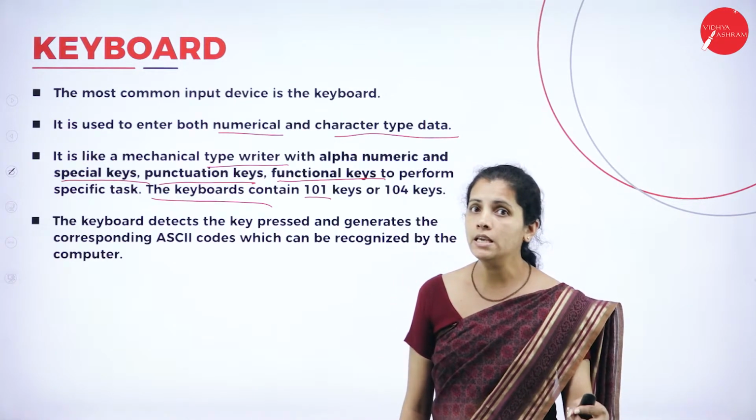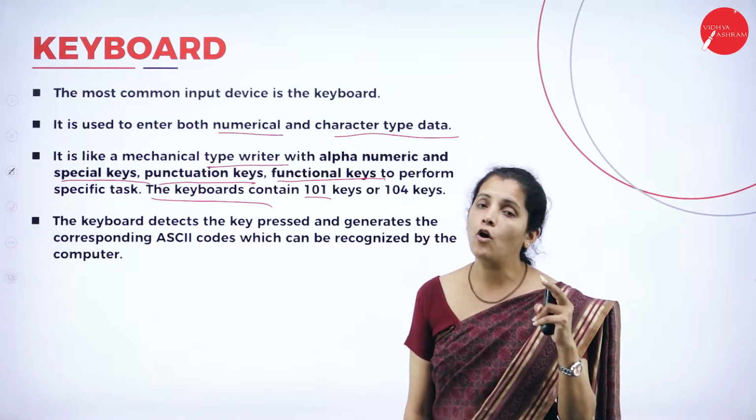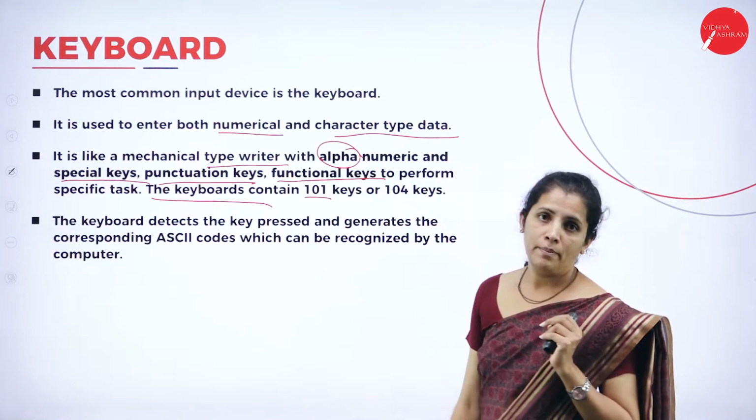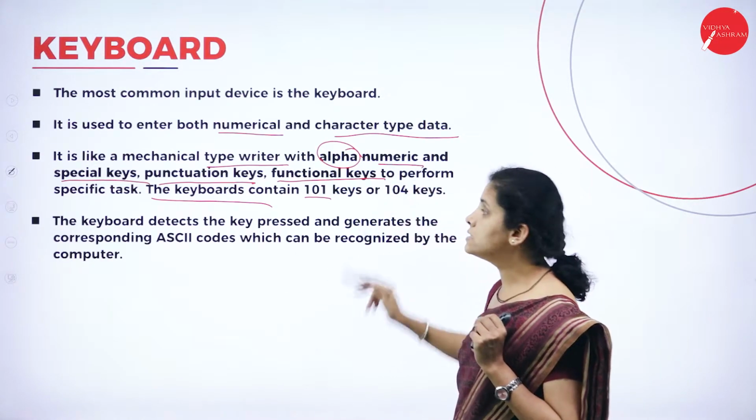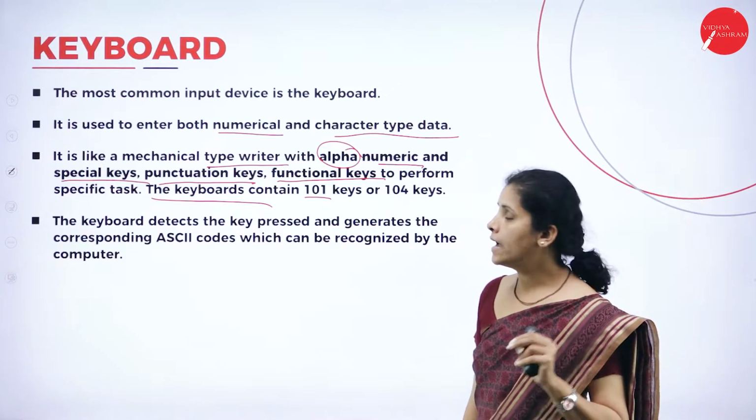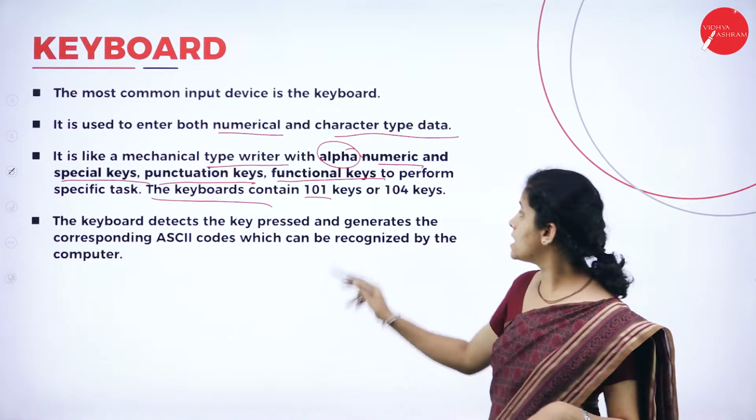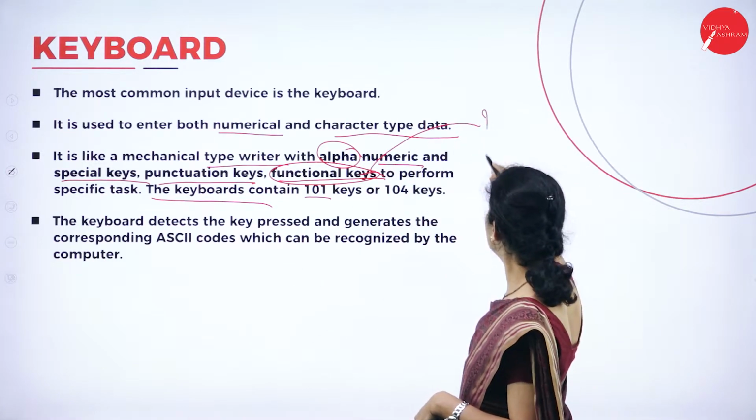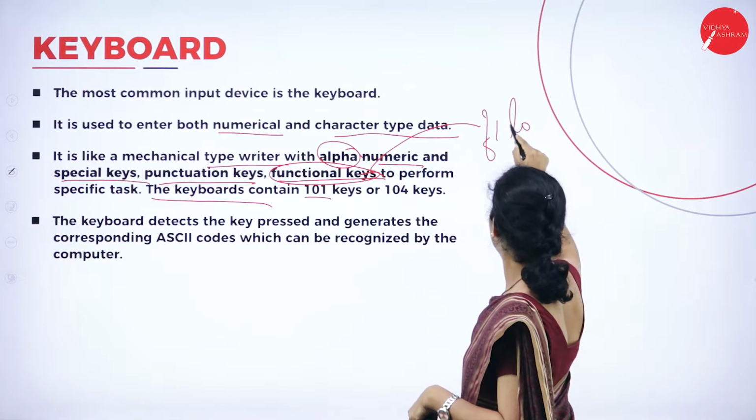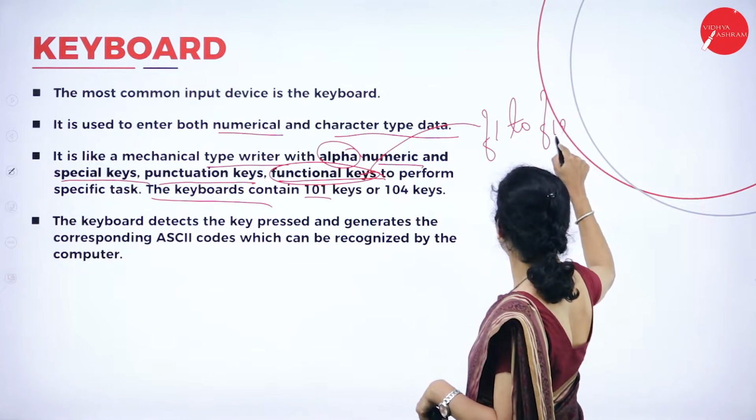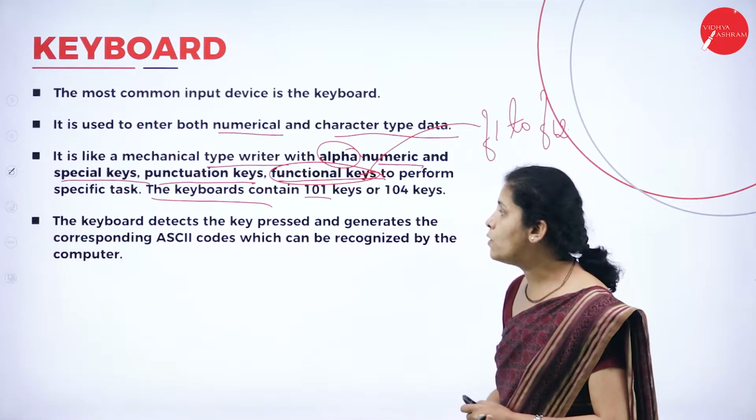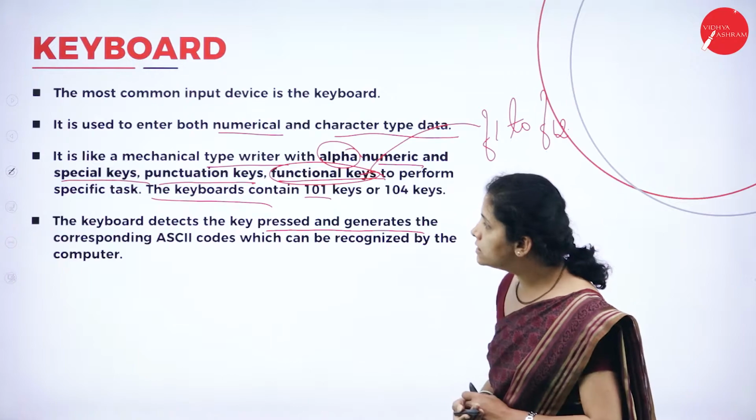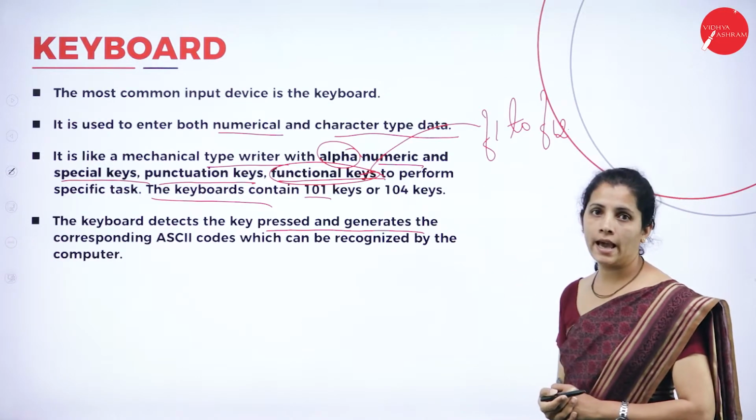Which keys can I see on the keyboard? All the alphabets along with numbers, special keys, punctuation keys as well as functional keys. The functional keys start from F1 to F12. The keyboard detects the key pressed and generates the corresponding ASCII character.